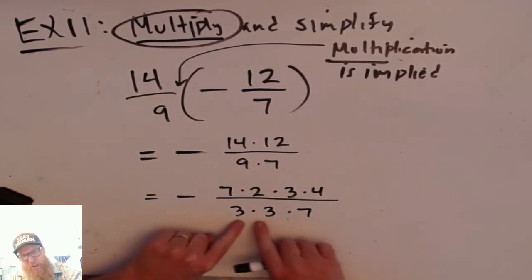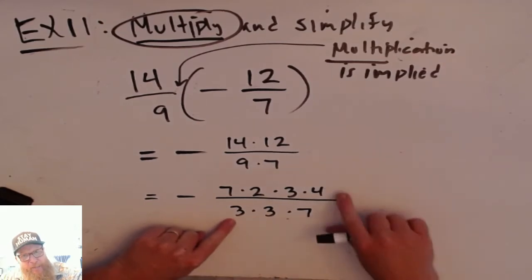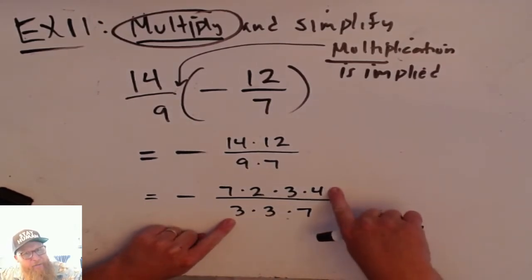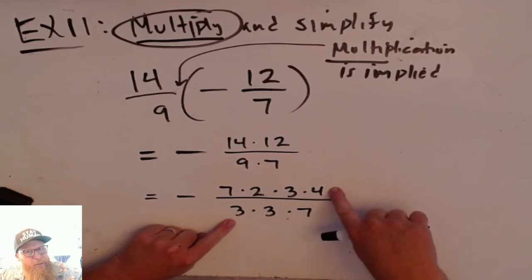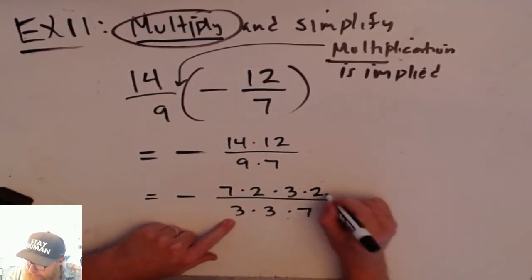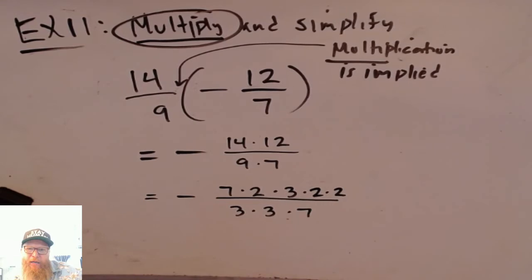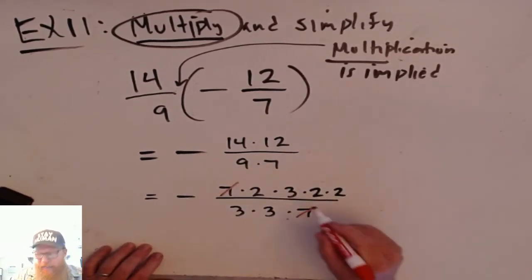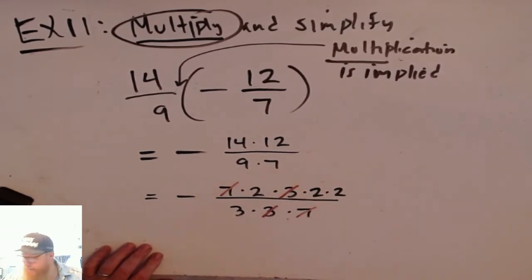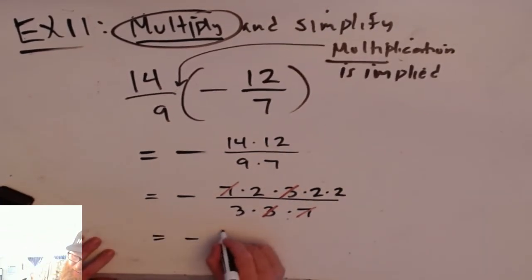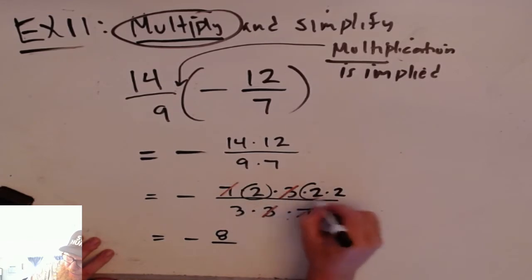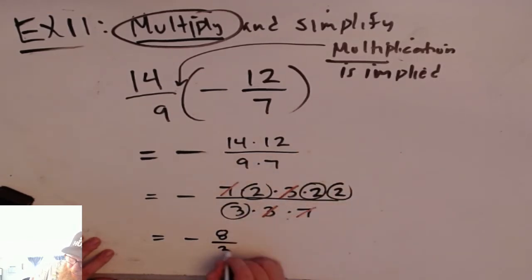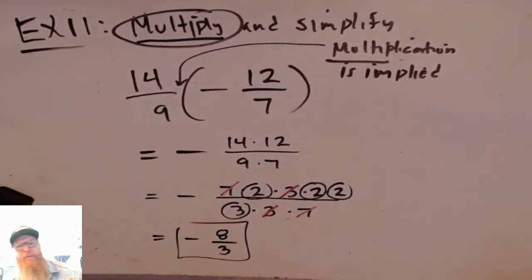If there were more 2s, then I would keep going with the 4 and break it down even further. I would break it down into 2 times 2. In fact, I could do that. It's not going to stop me. But since there are no 2s in the bottom, none of the 2s are going to cancel. Only the 7s and one pair of 3s. So the answer is -8, 2 times 2 times 2 over 3. -8/3.